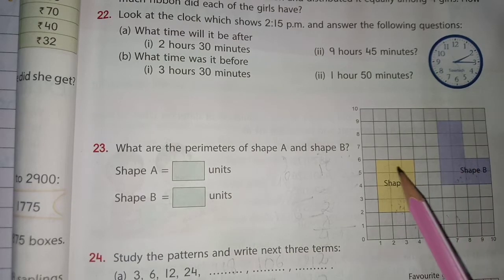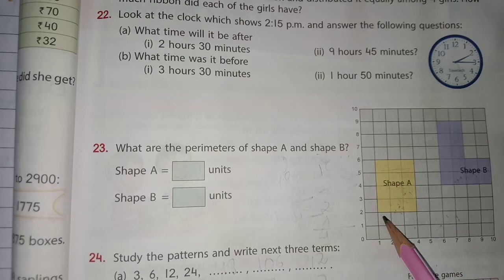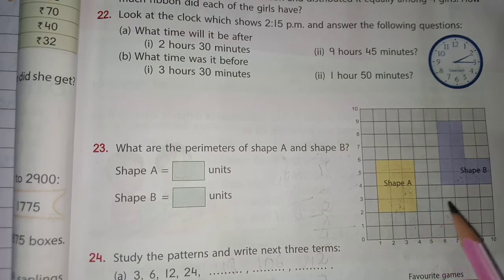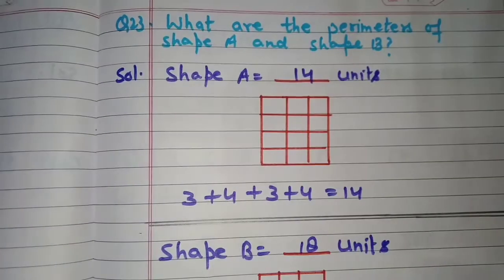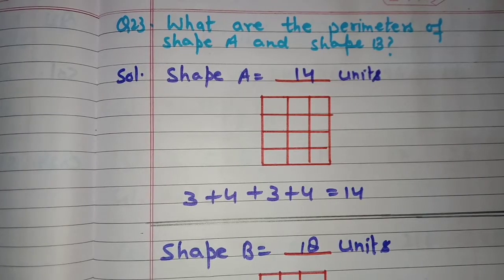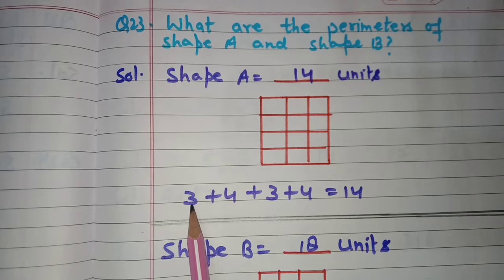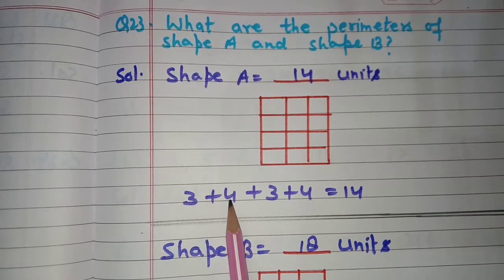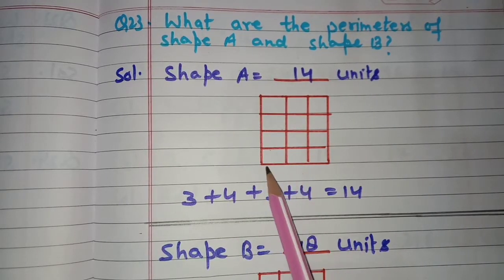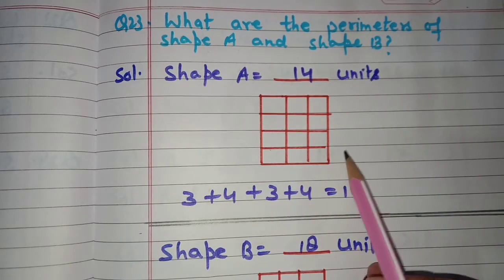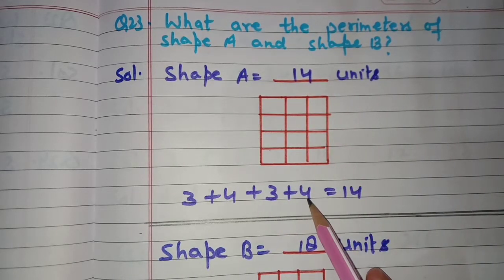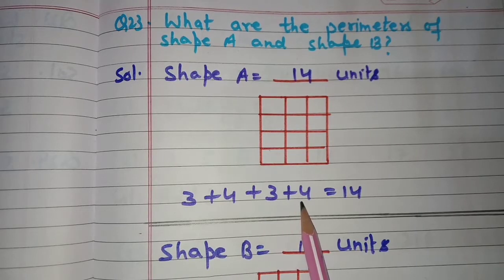So here the breadth is 3 square units and the length is 4 square units. So how you can find the perimeter of shape A? You need to just add the sides. So the width is of 3 square units, then the length is of 4 square units. Again the width is of 3 square units and then the length is of 4 square units, and you can add all these numbers.